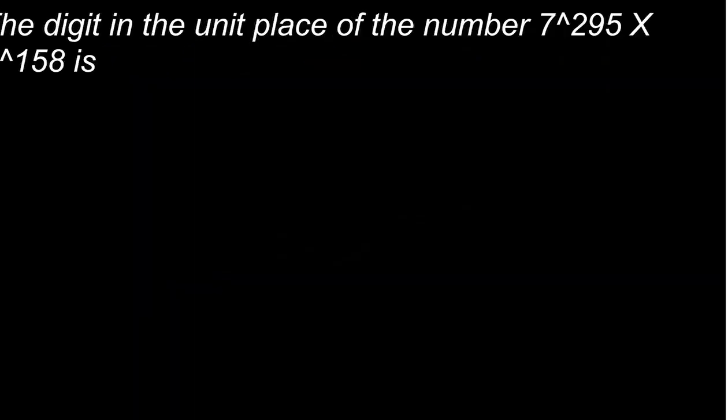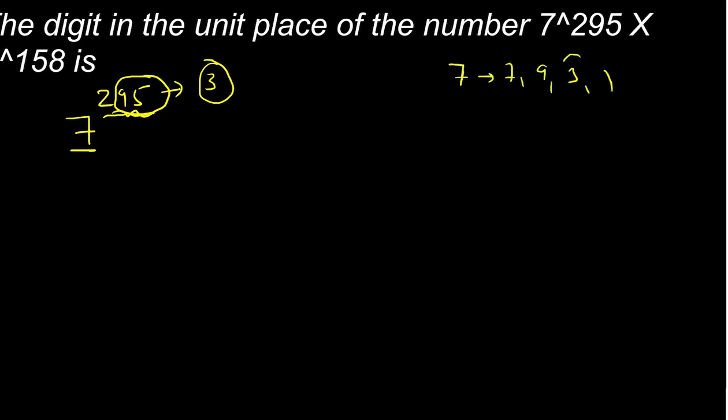Next question. The unit digit of 7 to the power 295 multiplied by 3 to the power 158. Okay, so let's start. 7 to the power 295. We just did this previously: take 95 and divide it by 4. The remainder is going to be 3. As I did with 7, 9, 3, 1, the remainder is 3, and fortunately the digit is also 3. So 7 to the power 295 will end on 3.